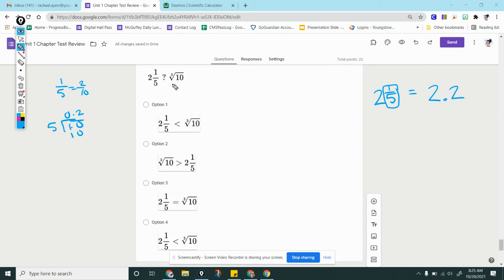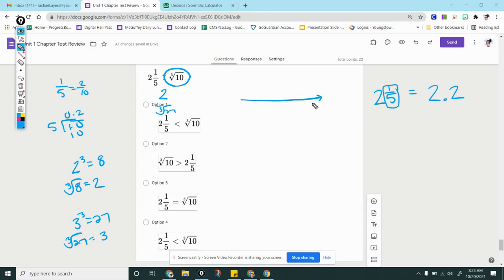And now I'm looking for the cube root of 10. Now, the cube root of 8, I know that 2 to the third power is 8. So I know that the cube root of 8 is 2. But when I go to 3, 3 to the third power is 27. So the cube root of 27 is 3. And so I'm looking at a value somewhere between 2 and 3.